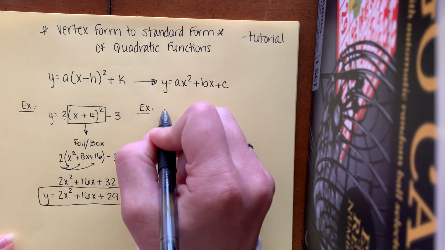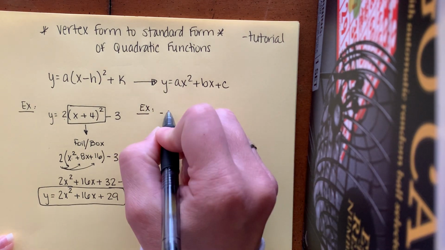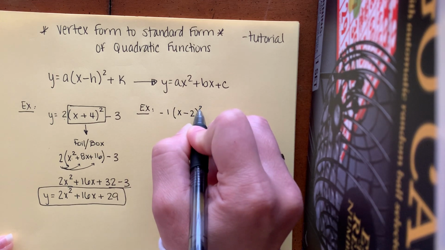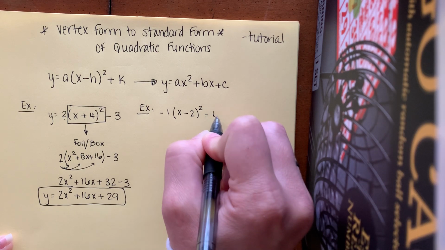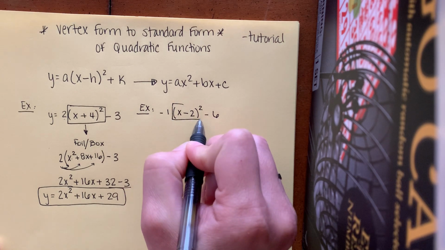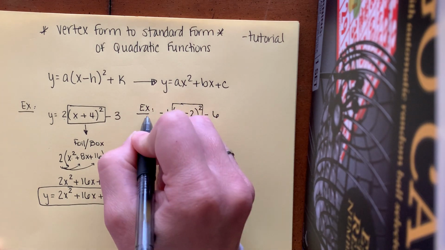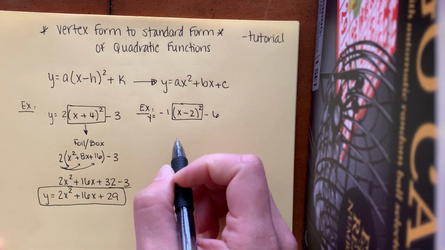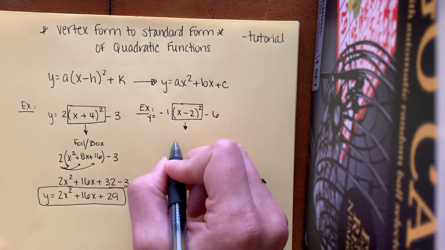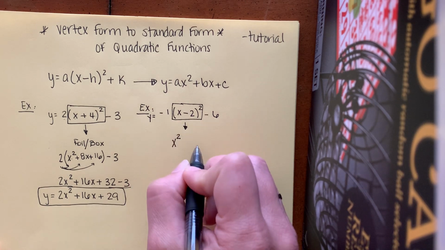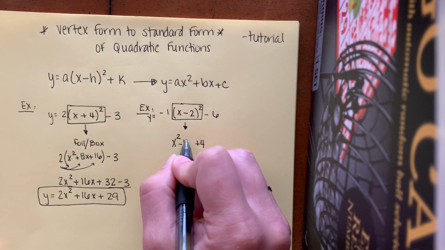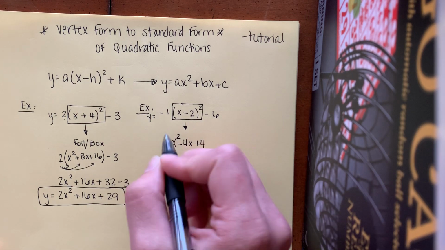Let's do a negative a value, like -1, and then we'll do (x minus 2) squared minus 6. Just realized I forgot my y equals here. How rude of me. All right, so we're going to take care of this parentheses squared business. Again, you can box or FOIL that. I'm going to use my shortcut. I'm going to square the first. Square the last is a +4. -2x doubled is -4x. Nice little shortcut there.